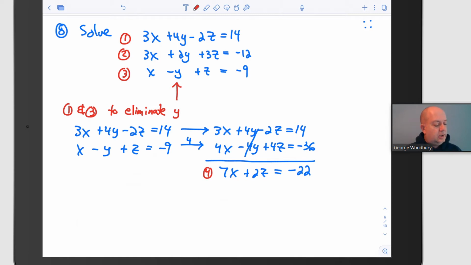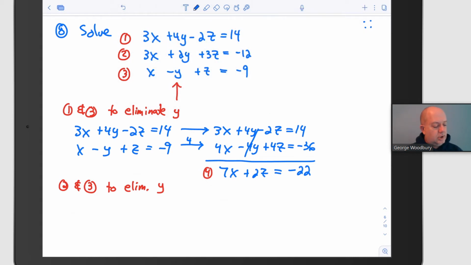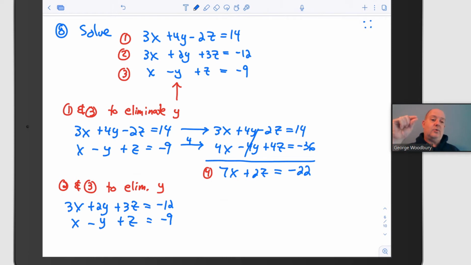Next, I'm going to combine equation 2 and 3 to eliminate the variable y. Let me copy those down. The equation 2 was 3x plus 2y plus 3z equals -12. And equation 3 was x minus y plus z equals -9. I'm going to use the same approach here. This time I just have to multiply the second equation by 2. So that'll give me a 2y in the first equation and a -2y in the second.